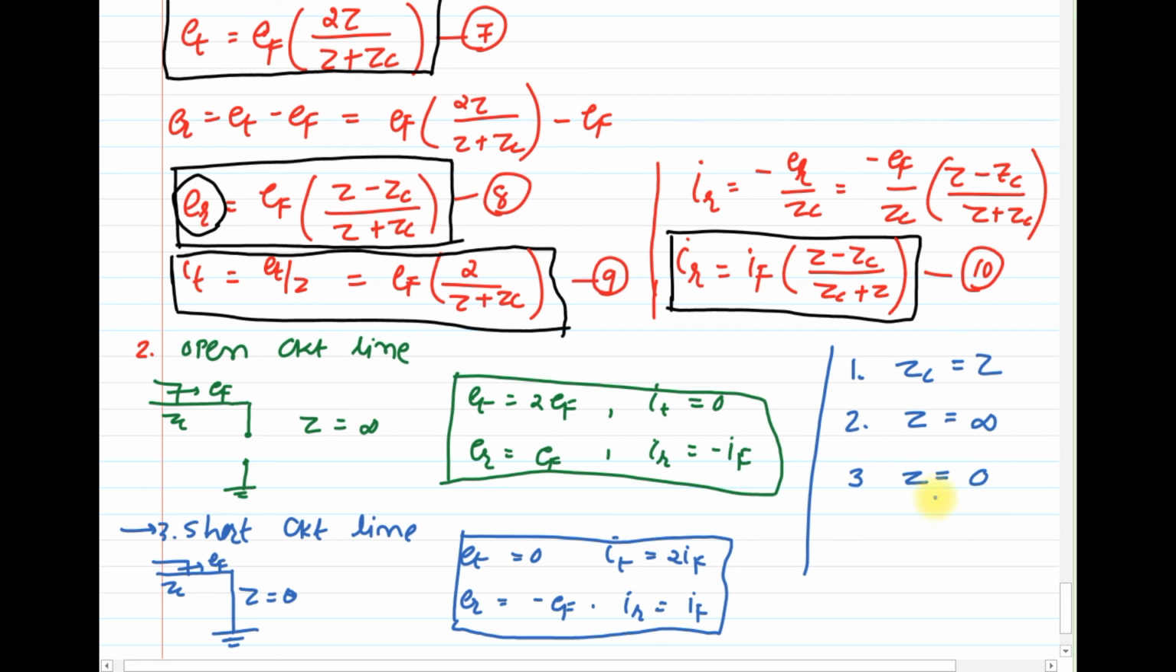After substituting all the values in all four equations, we will get the different values of ET, ER and IT, IR. That means the transmitted voltage and current wave, or I can say refracted voltage and current wave, and the reflected voltage and current wave. Clear? So these are all the equations which are useful for the calculation of examples. So next session we will calculate examples based on all these four equations, that means equation number 7, 8, 9 and 10. I hope you enjoyed the lecture.